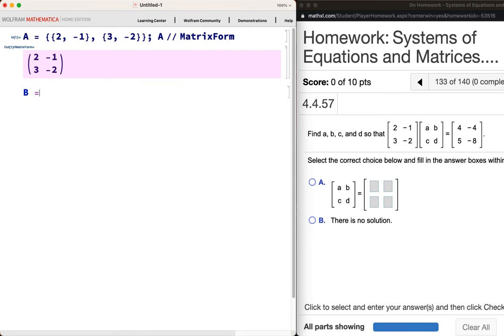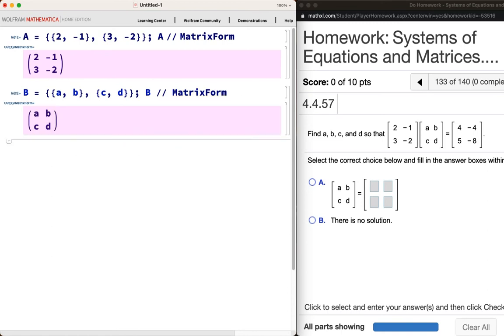And matrix B is equal to a, b, that's the top row, and c, d is the bottom row. And let's see what that looks like. a, b, c, d. Okay, terrific. Well, let's do the multiplication. So AB, not A space B, or A space capital B, no. AB is equal to the product of A and B. And for that, I'm just going to use the dot.